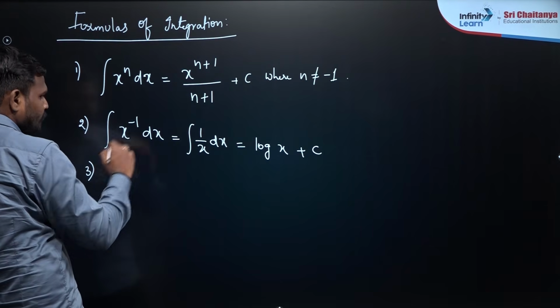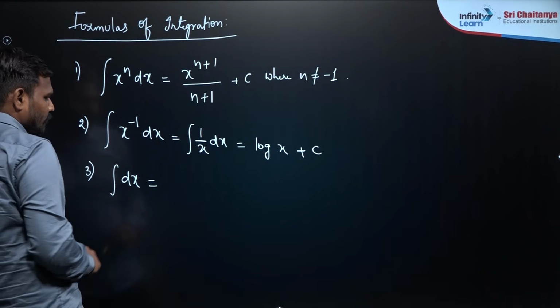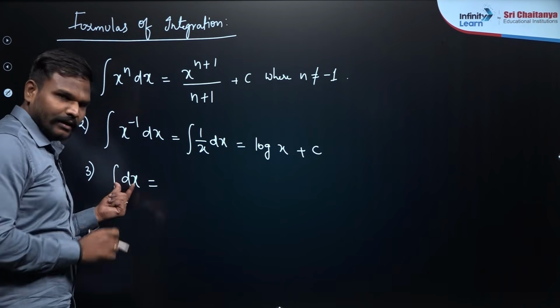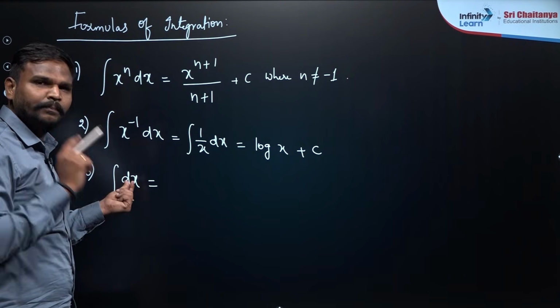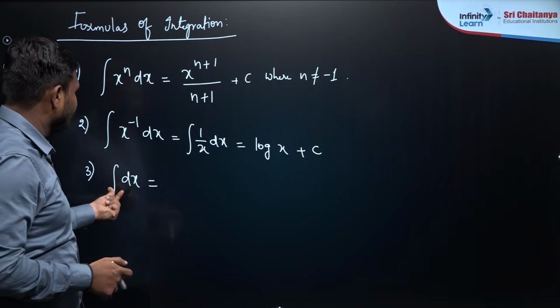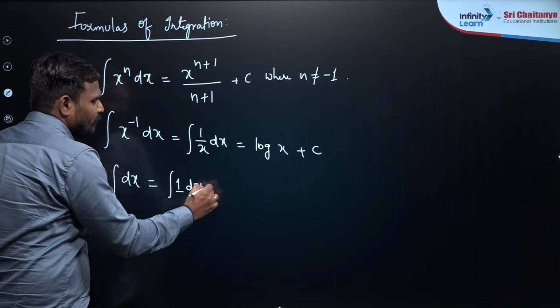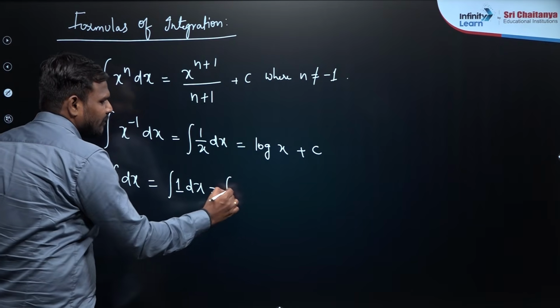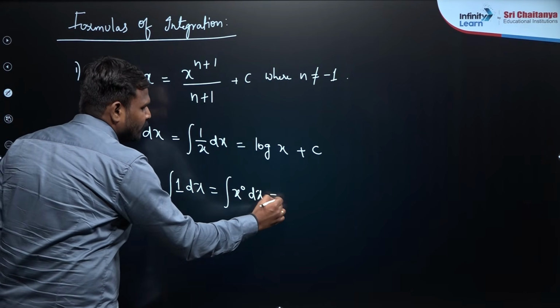Next, integral dx. So if you see here, integral symbol is there, variable of integration is there. In between the input is missing. Whatever the input is there, that is missing here. So if nothing is there means 1 is there. And 1 can be written as, in terms of the variable, x power 0.